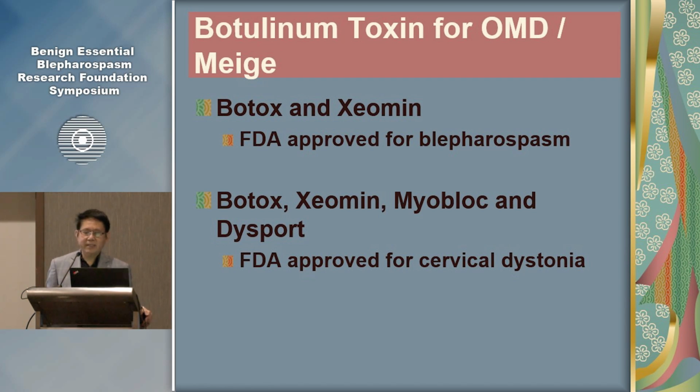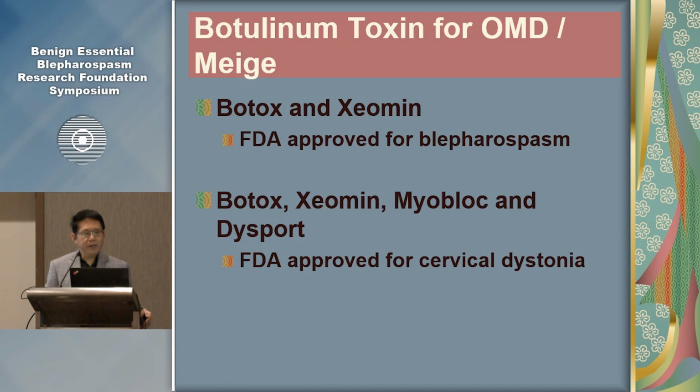But having said that, can we use toxins off-label? Absolutely. And usually Medicare is very forgiving when it comes to using any of these toxins, especially if you've demonstrated that the patient is not responsive to another toxin that was FDA approved for that indication.